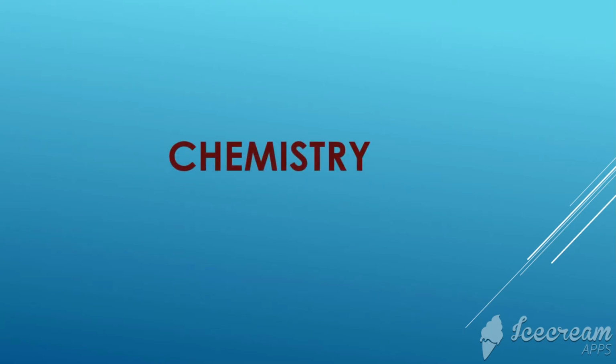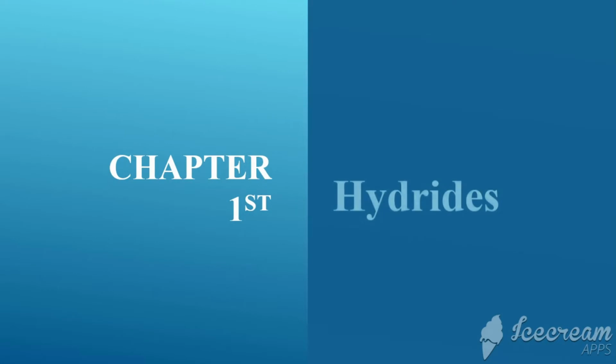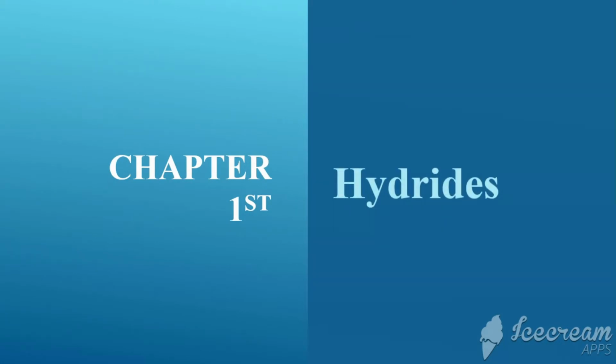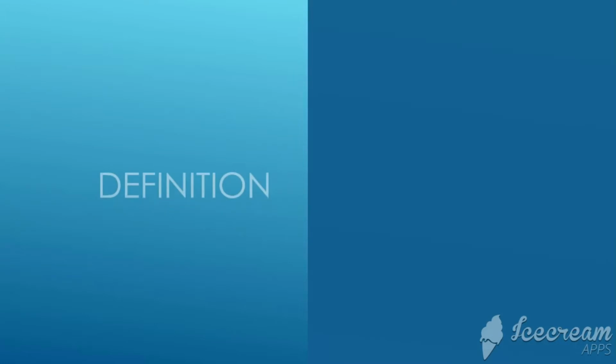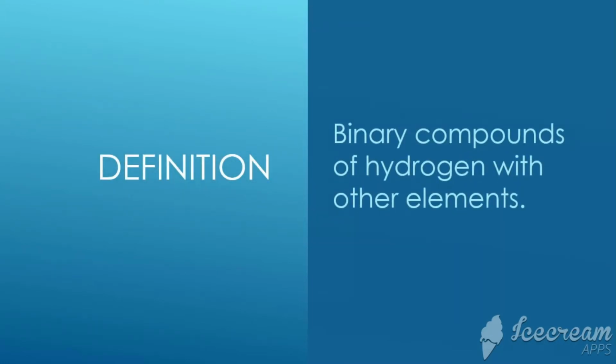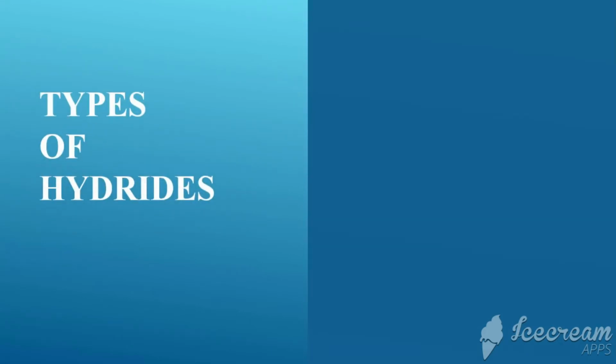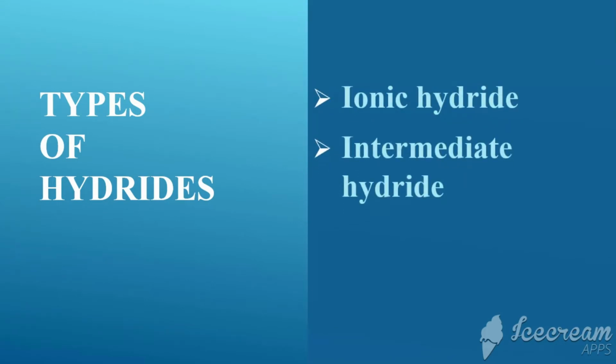Chemistry, second year, FSC. Chapter is first and topic is hydride. We are discussing hydride. What are hydrides? Hydrides are the binary compounds of hydrogen with other elements. There are different types of hydrides such as ionic hydride, intermediate hydride and covalent hydride.